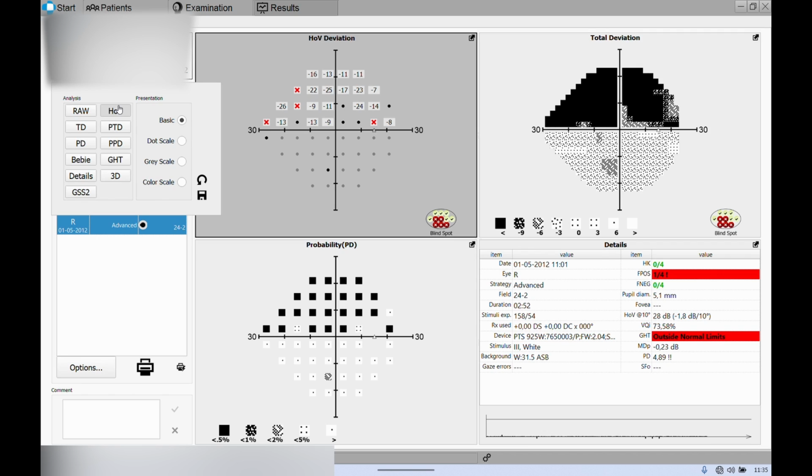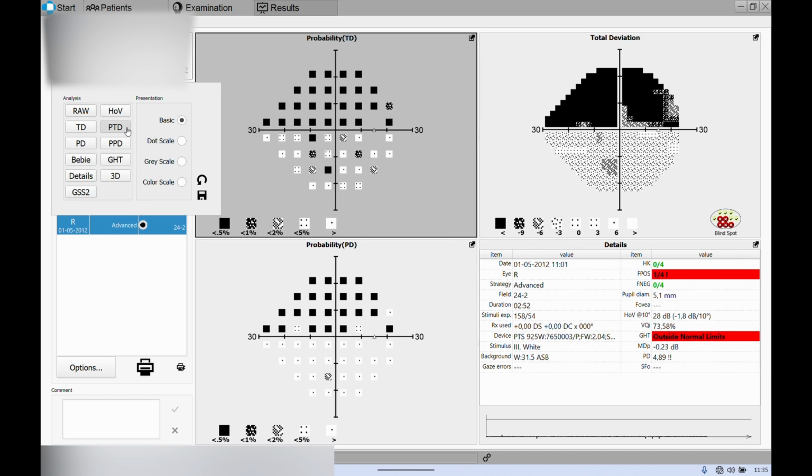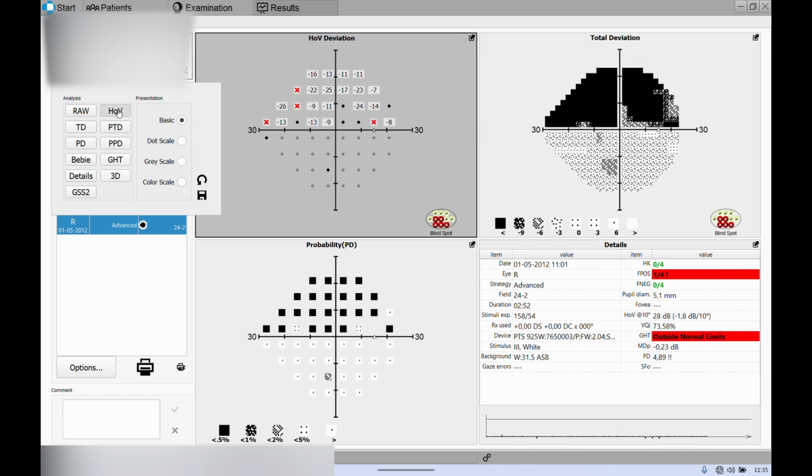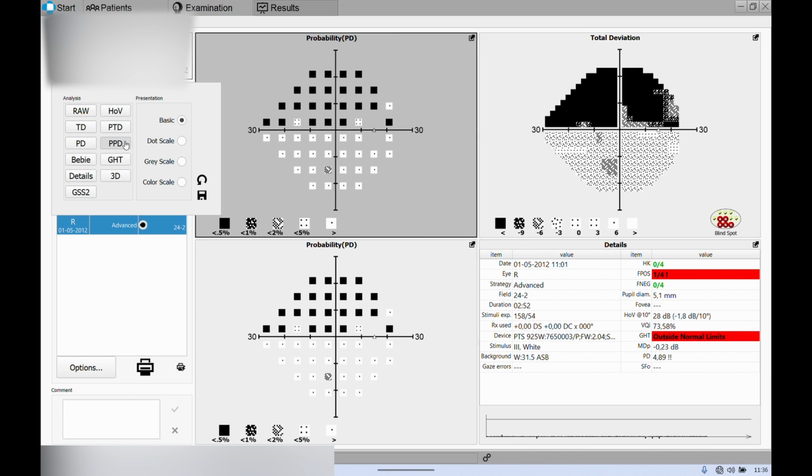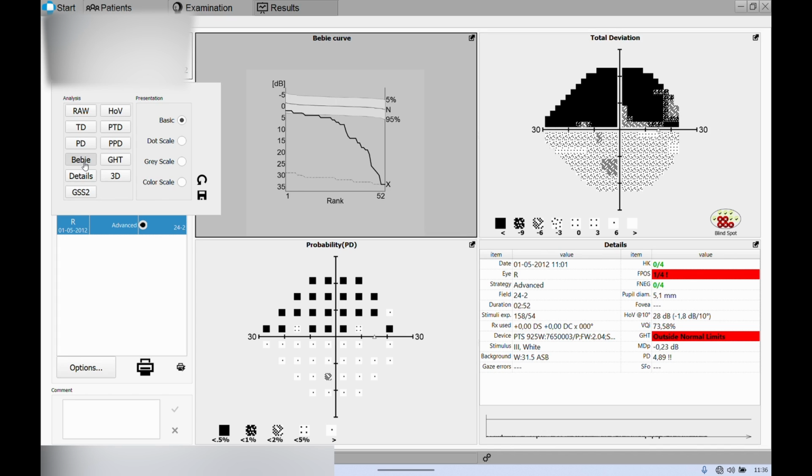Next we have the total deviation. This is basically the deviation from the age group. Then we have probability of total deviation. This is the probability, so percentage-wise statistical analysis of those changes that we saw on the total deviation. Next we have the pattern deviation, like the hill of vision deviation. This is also deviation adjusted to the patient, known from Humphrey. And then you have the probability of pattern deviation.